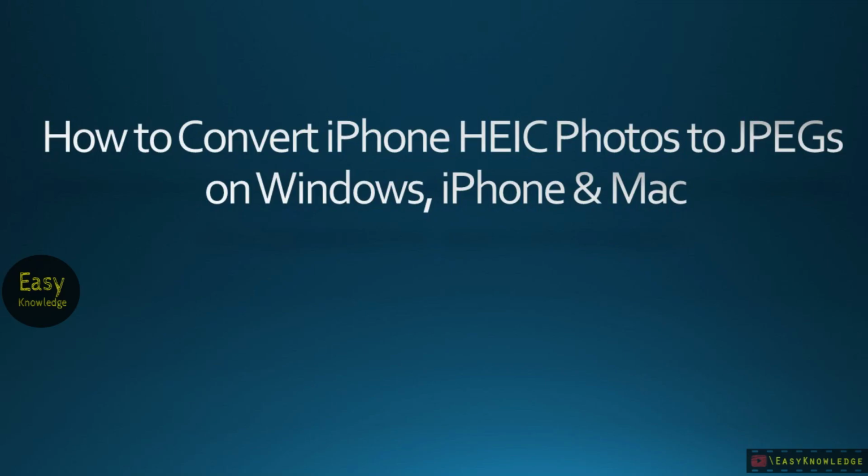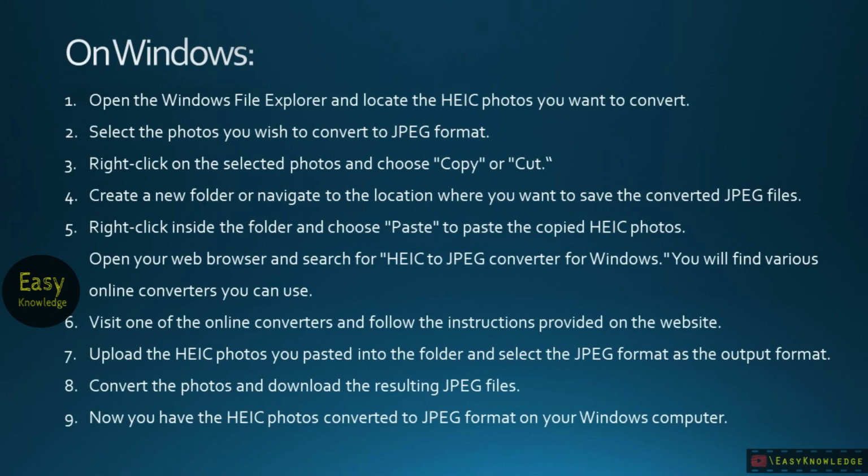How to convert iPhone HEIC photos to JPEGs on Windows, iPhone and Mac. On Windows. 1. Open the Windows File Explorer and locate the HEIC photos you want to convert.